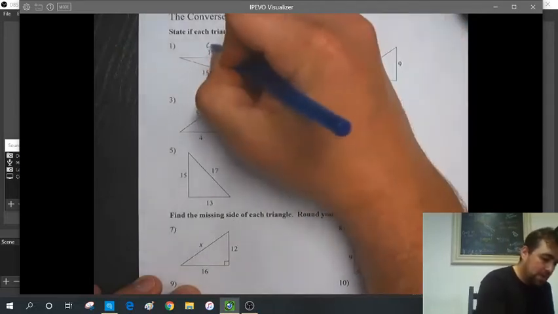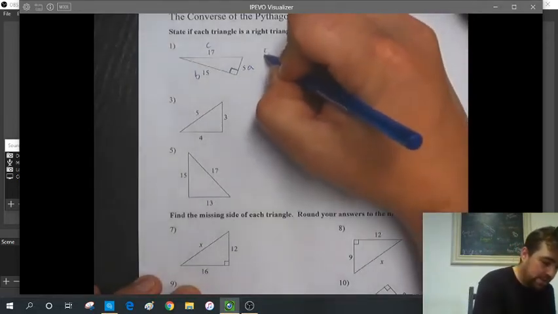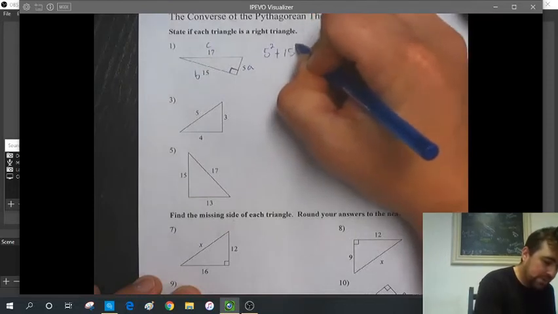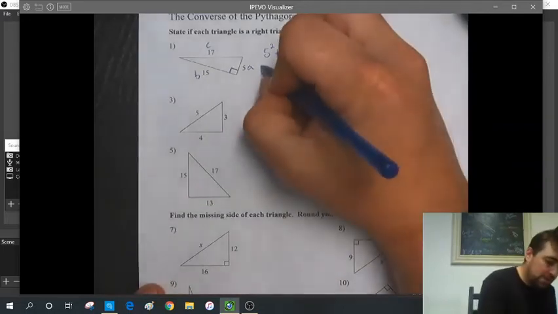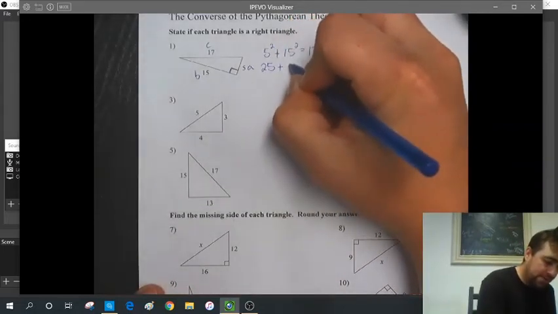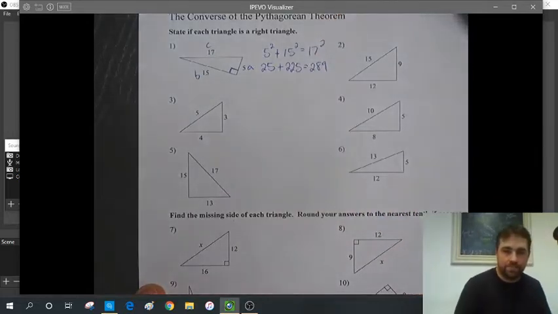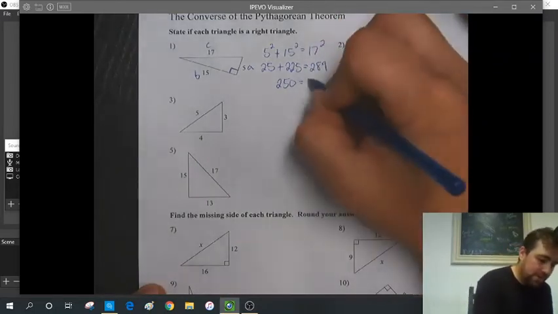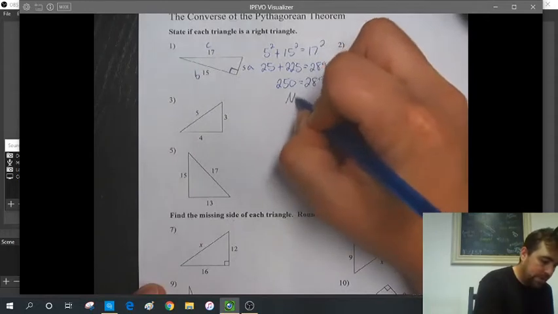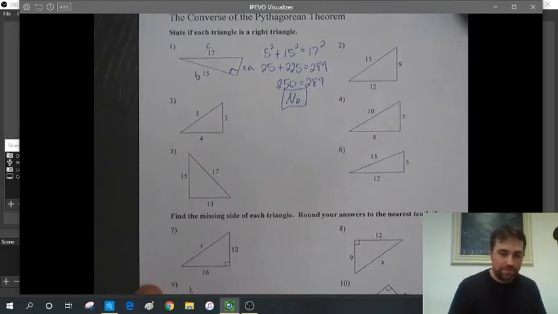So if I were to label this triangle, that would be the A, B, and C for the triangle. So in the Pythagorean theorem, we would get 5 squared plus 15 squared equals 17 squared here, which would be 25 plus 225 would have to make 289. That only gives us 250 though. And so for this one, it's a no. That would not make a right triangle.